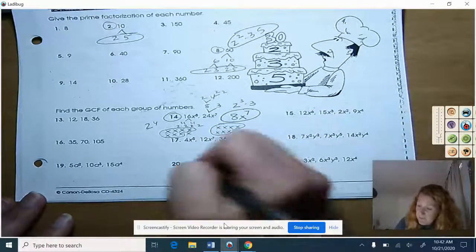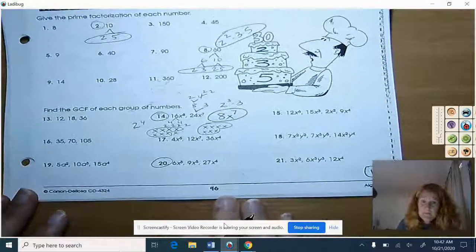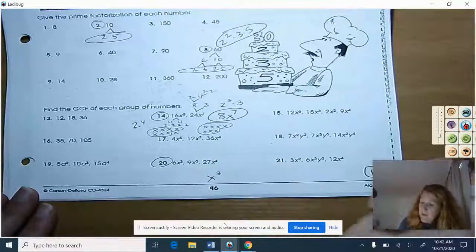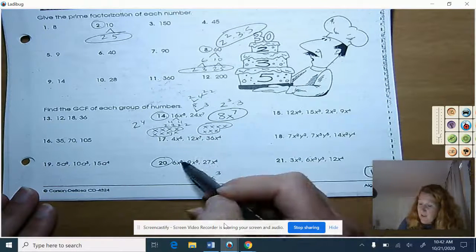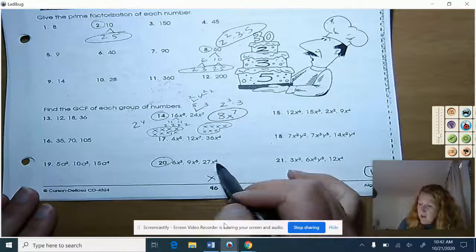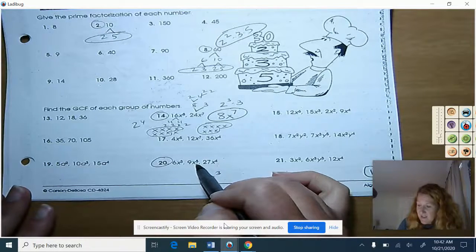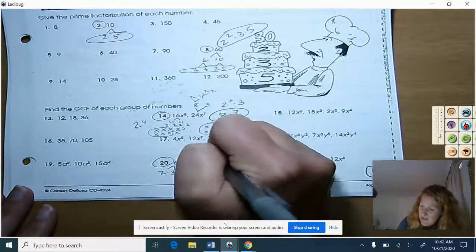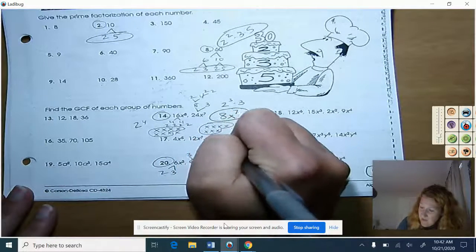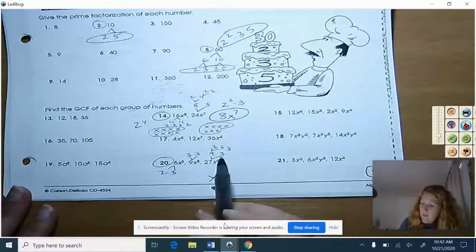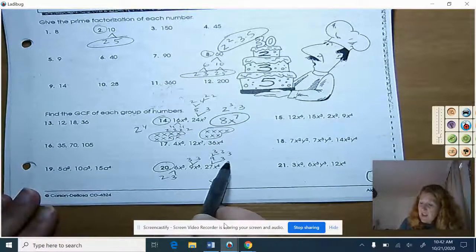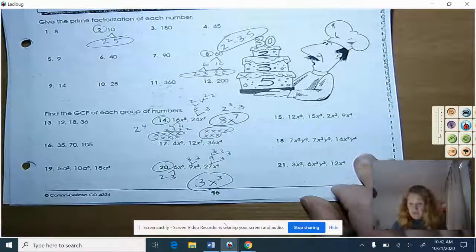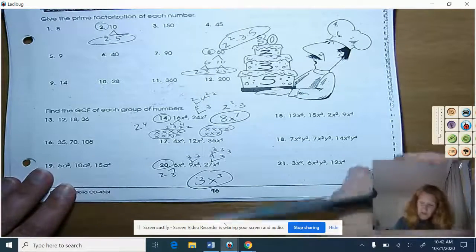All right, try 20 and pause it. All right, this one, the variable piece is pretty straightforward. You have x to the 3rd in all of them. Here you have an extra x, here you have 2 extra x's. This is 2 times 3, this is 3 times 3, and then this is 9 times 3 or 3 times 3 times 3. So one has a 2, but the other 2 do not. They all have at least 1 3, so this is going to be 3x to the 3rd. All right, when you're ready, flip to page 2.